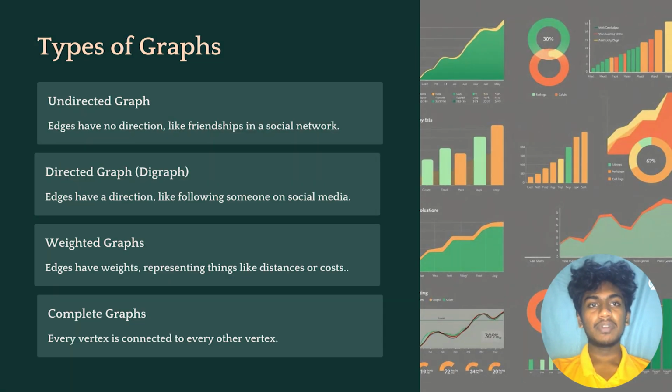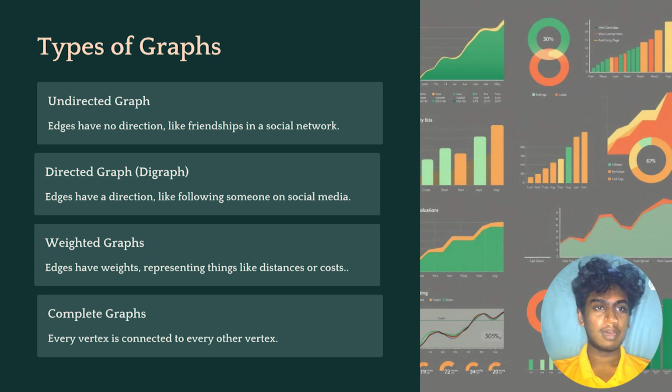So what are the types of graphs? Graphs come in many forms, each suited to different kinds of problems. Here are some of the graphs that exist. These are just a few of them, and many other graphs exist in the real world.